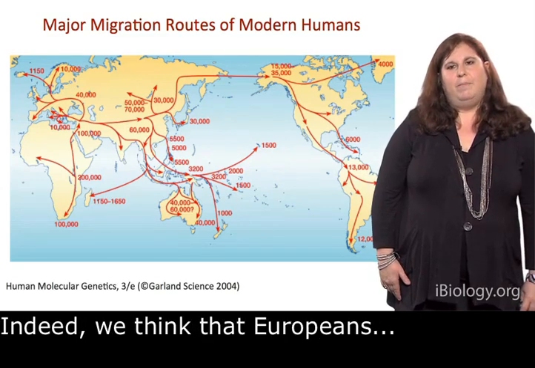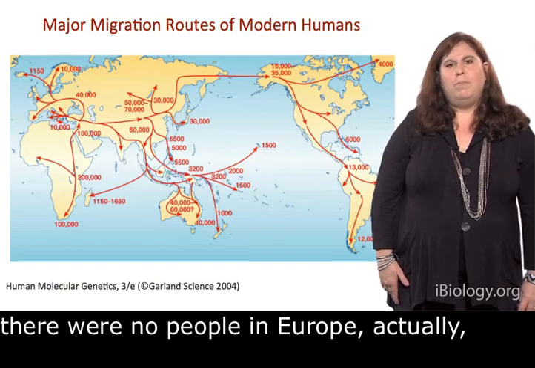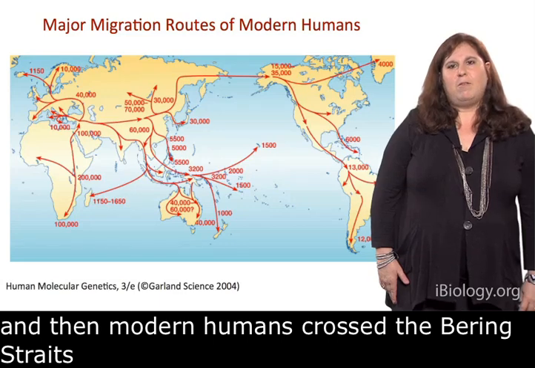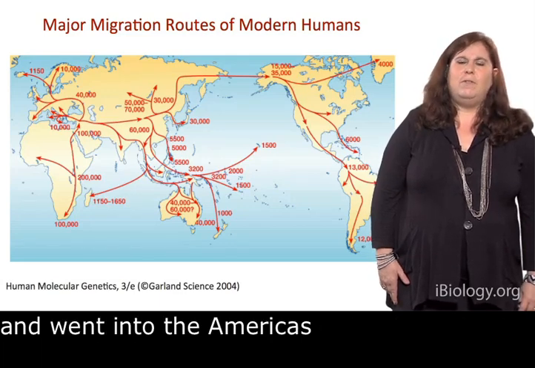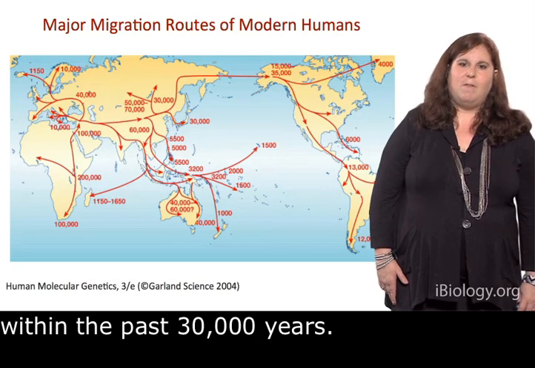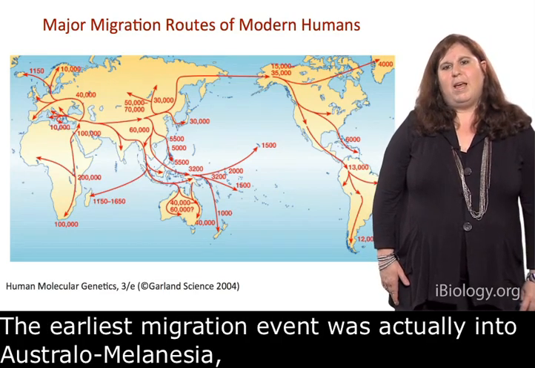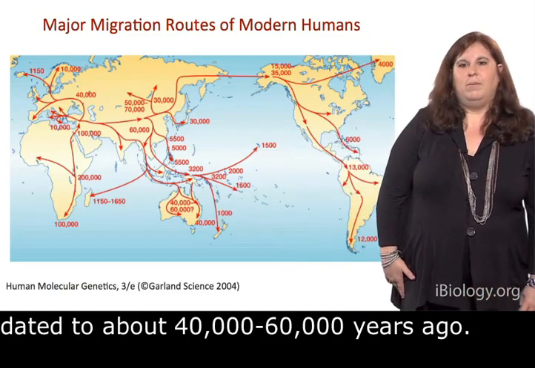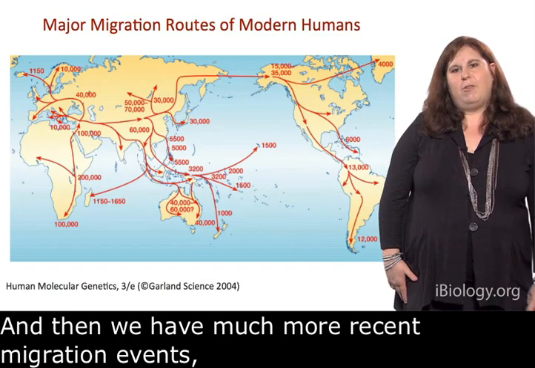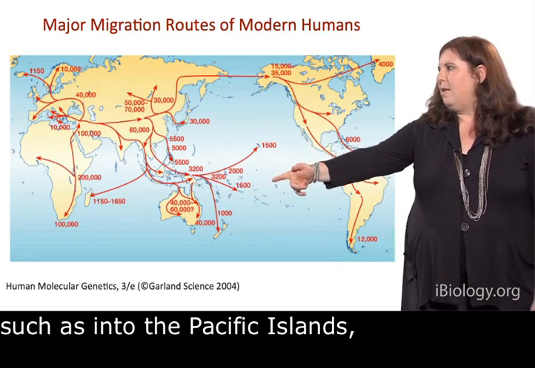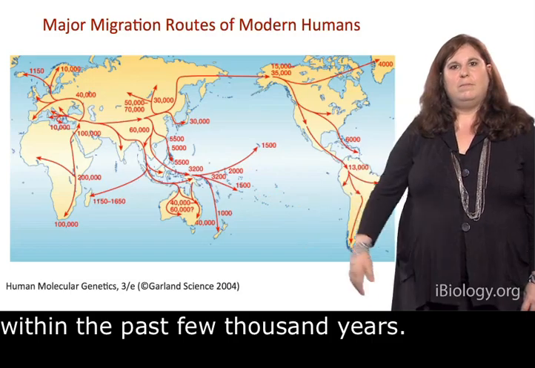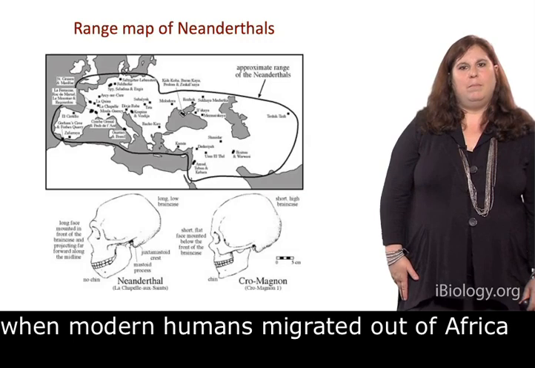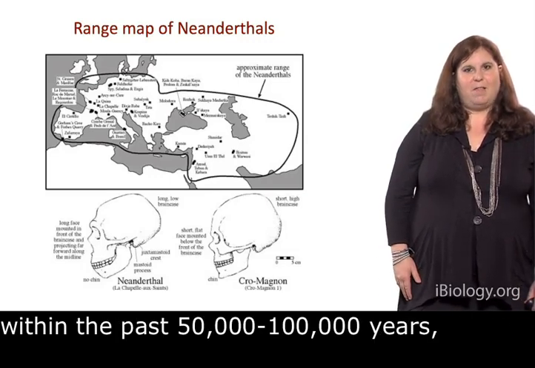Indeed, we think that there were no people in Europe actually until about 40,000 years ago. And then modern humans crossed the Bering Straits and went into the Americas within the past 30,000 years. The earliest migration event was actually into Australo-Melanesia, dated to about 40 to 60,000 years ago. And then we have much more recent migration events, such as into the Pacific Islands within the past few thousand years.